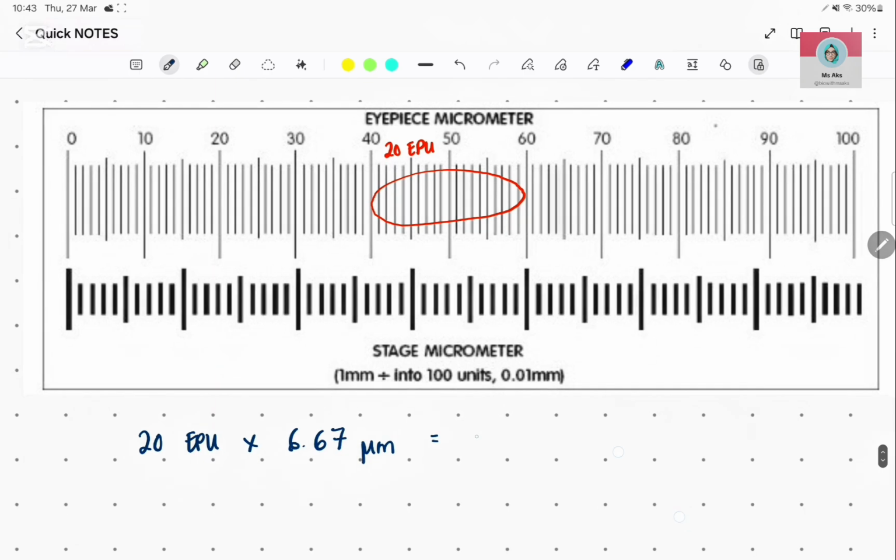So that is equal to 133.4 micrometers, which means the length of this object is 133.4 micrometers. Okay, so that's how we give a value to the divisions of the eyepiece graticule that we see under the microscope.